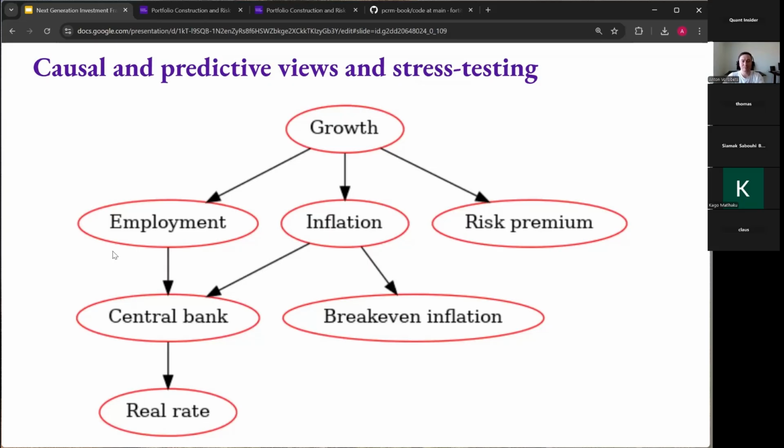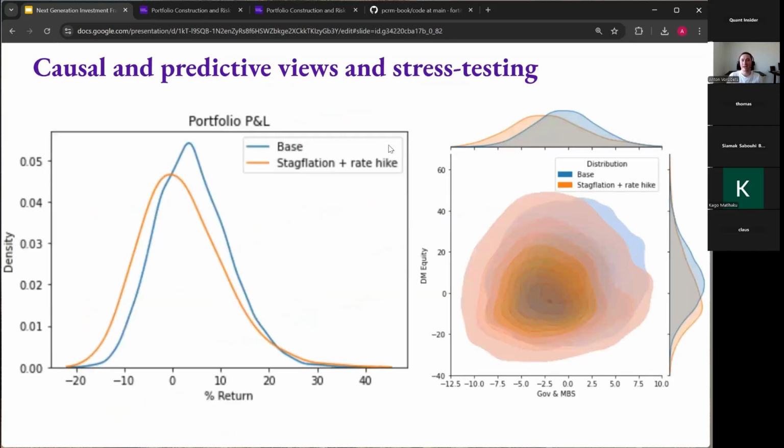So here basically this is a Bayesian network that we use for testing and for illustrations, where we say that it's the economic growth, employment, inflation, and the central bank, and that drives changes in the core risk factors of our portfolio, which is the real rate, break-even inflation, and risk premium. So once we have set up this structure, it allows us to be logically consistent in everything that we do, because of course it's also quite hard to keep track of all these things in a qualitative way.